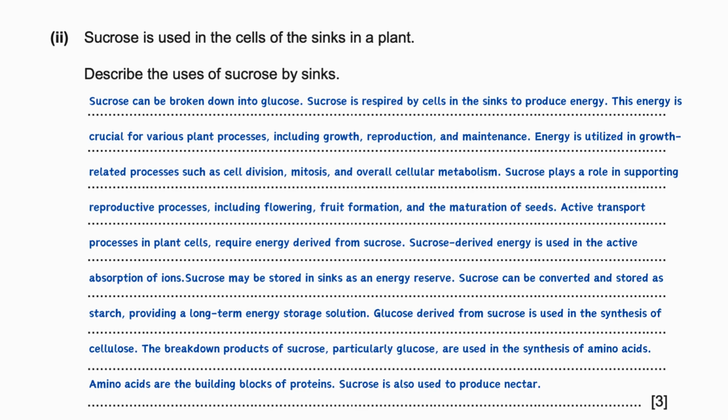Glucose derived from sucrose is used in the synthesis of cellulose, a structural polysaccharide that forms the primary component of plant cell walls. The breakdown products of sucrose, particularly glucose, are used in the synthesis of amino acids. Amino acids are the building blocks of proteins, essential for various cellular functions. Sucrose is used to produce nectar, a sugary substance that attracts pollinators like bees. Nectar is crucial for successful plant reproduction through pollination.